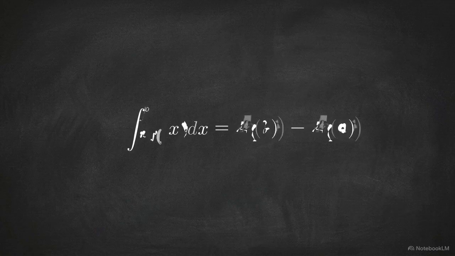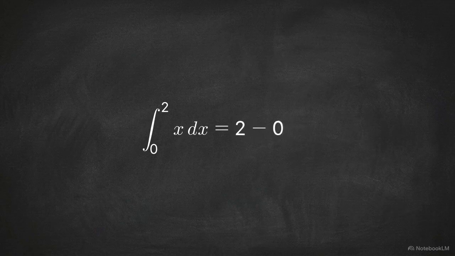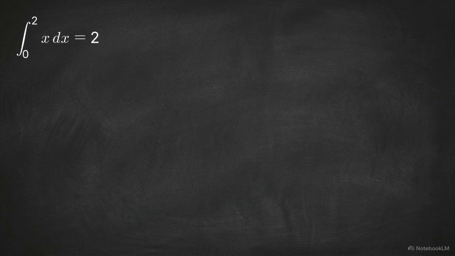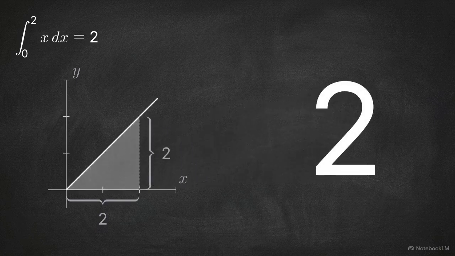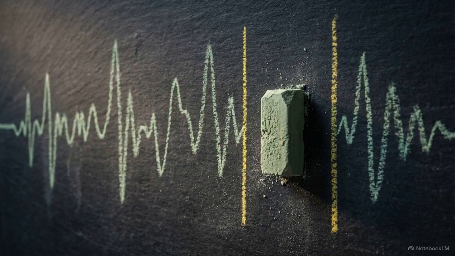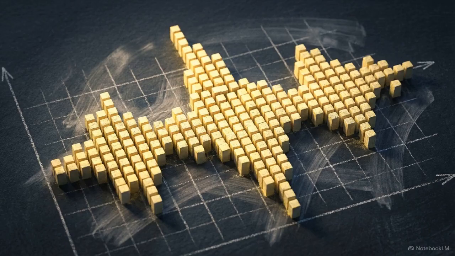Integrating x from 0 to 2 results in exactly 2. On a graph, this corresponds to the area of a triangle with a base and height of 2. This specific bounded area matches the numerical answer provided by our definite integral. In computing, these boundaries map to specific intervals, like measuring signal data over a 2-second window. Defining boundaries transforms abstract mathematical blueprints into the measurable data points required for digital signal processing.